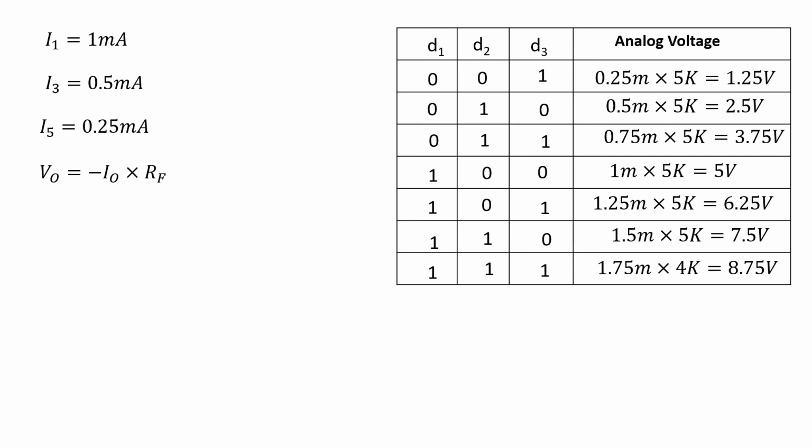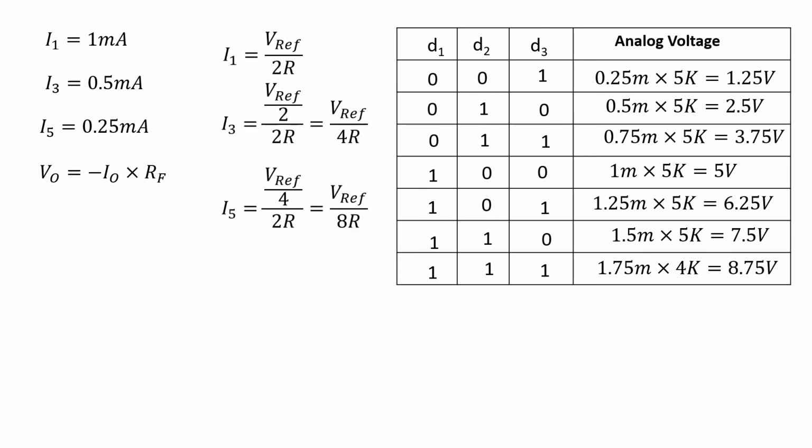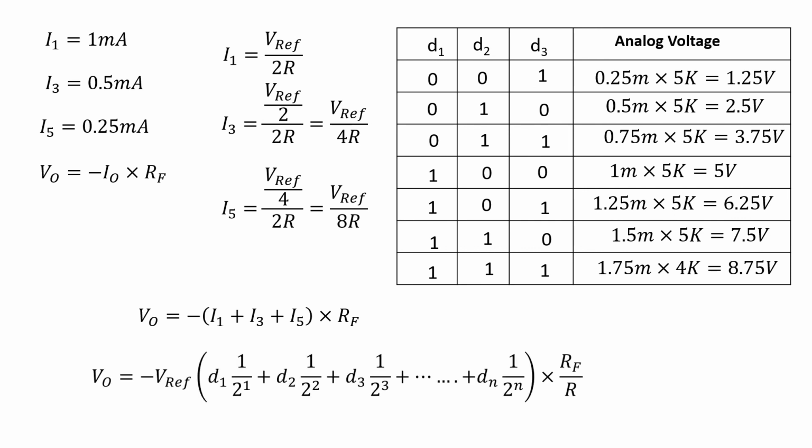We have used V reference equal to 10 volts, but the maximum value we are going to get is 8.75 volts. So these are the expressions we have used for finding the values of I1, I3 and I5. V0 will be equal to minus I0, substituting the value of I0. I0 is nothing but the sum of I1, I3 and I5. So this will be the general case. Seeing the general case, if it is n bit, this will be the n bit R2R DAC.